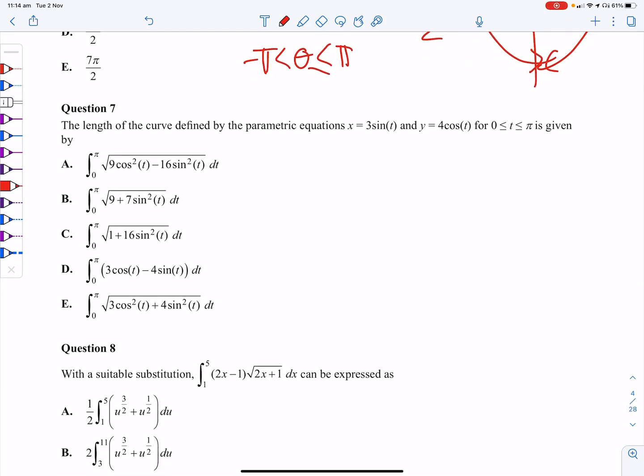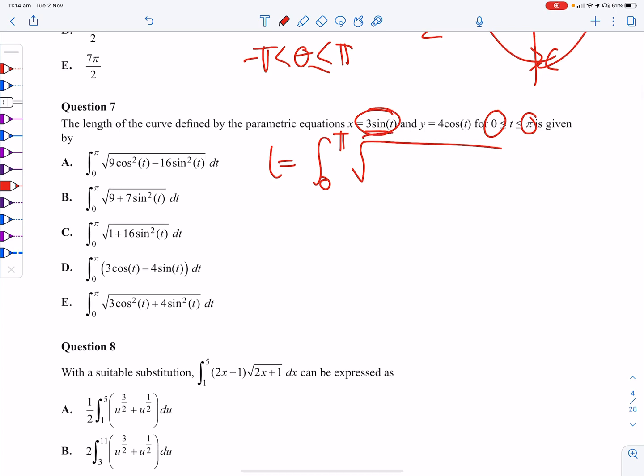Okay, parametric equations, our length is from 0 to pi, the square root of (dx/dt) squared. So if I derive that, I get 3 cos t. If I square it, I get 9 cos squared t. Likewise here, if I derive that, I get negative 4 sine t. If I square it, I get 16 sine squared t dt.